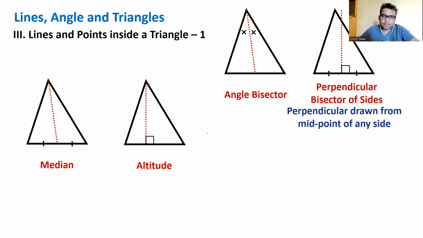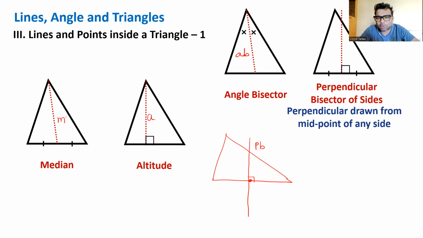Okay. I think it was in the corner so it won't be visible. So just check. I'm drawing again. So if you take the midpoint of this side and draw a perpendicular from there, this is your perpendicular bisector. This was angle bisector. This is altitude. This is median. This is how I will denote them.